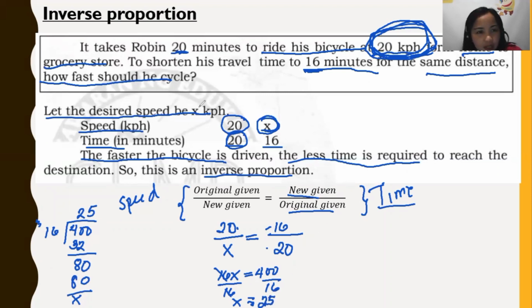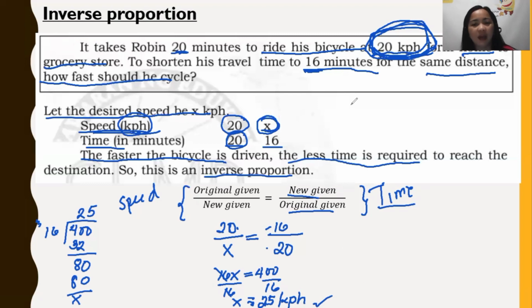So ano yung nawawala natin? Speed, or dito speed. So the answer is 25 kilometers per hour. So Robin should drive his bike with the speed of 25 kilometers per hour to shorten his travel to 16 minutes. So dapat bilisan niya yung kanyang pagbabike into 25 kilometers para umiksi yung time na ma-reach niya yung grocery store.